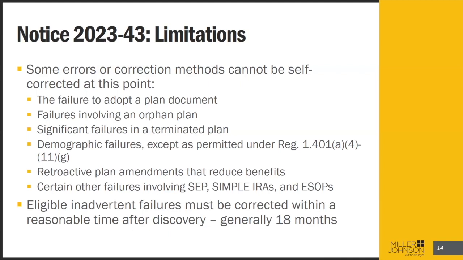And there's some flexibility in these limits. The 18-month window, if you correct it within 18 months, it's deemed to be reasonable. But really it's facts and circumstances. So you could potentially go beyond the 18 months depending on the facts. There may be some reason why we couldn't get it done within 18 months, and that may be okay.